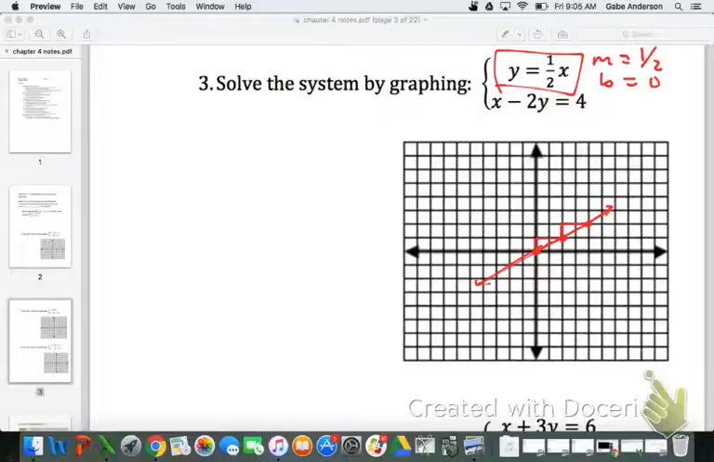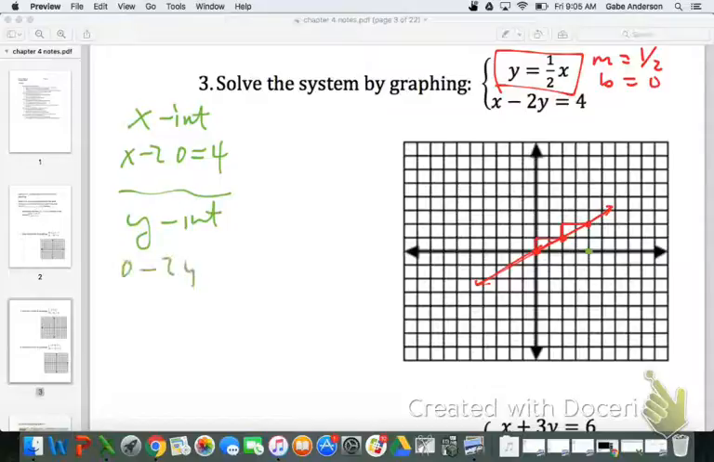Now the other line, what might be the easier method for the other line? Intercepts could be easier. You definitely can. But I'm going to use intercepts here. So for my x-intercept, plug a 0 in for y. So that'd be x minus 2 times 0 equals 4. So my x-intercept is 4. 1, 2, 3, 4. And my y-intercept would be 0 minus 2y equals 4. So dividing by negative 2, y equals negative 2.